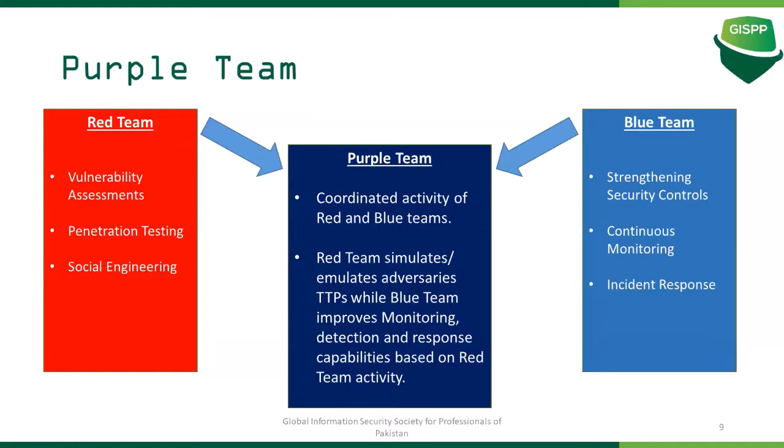What purple teaming is, it's a coordinated activity of your red and blue teams. Means a group of people come together, they plan, they first define the goal or scope of what needs to be done. Then they plan a particular purple teaming activity in which they will simulate or emulate. I will explain further in the upcoming slides. They will either simulate or emulate the TTPs of any threat actor group related to a particular incident, particular vulnerability.